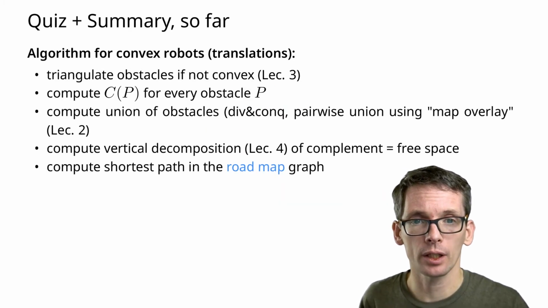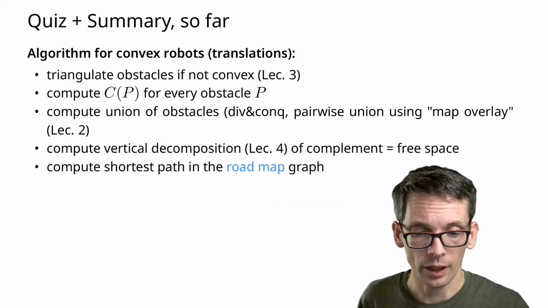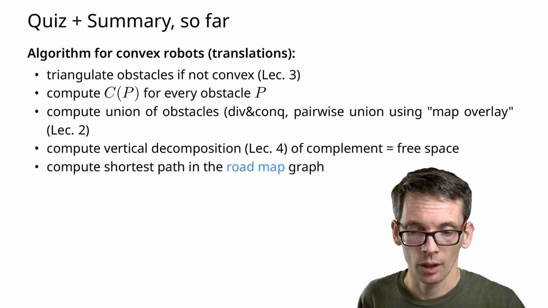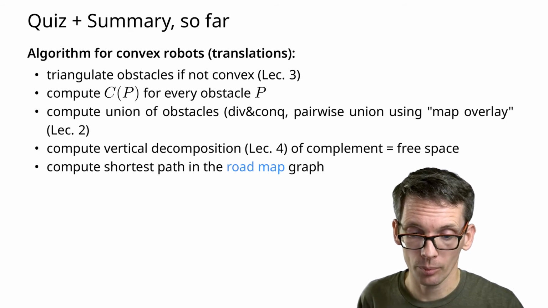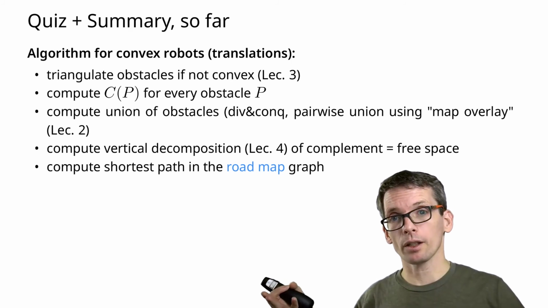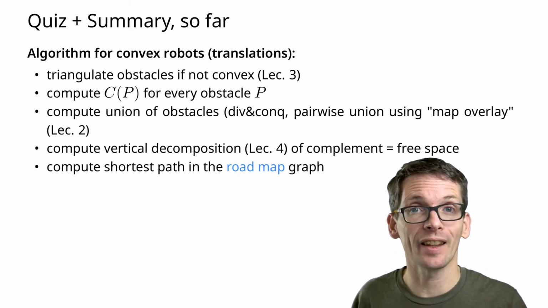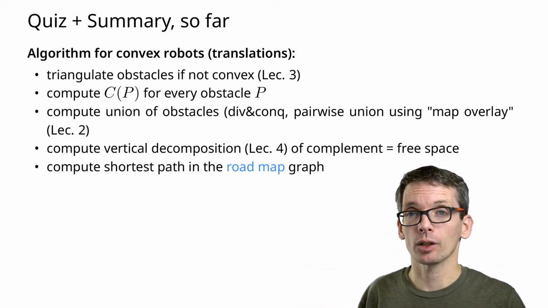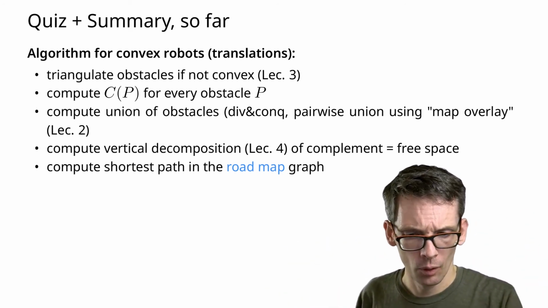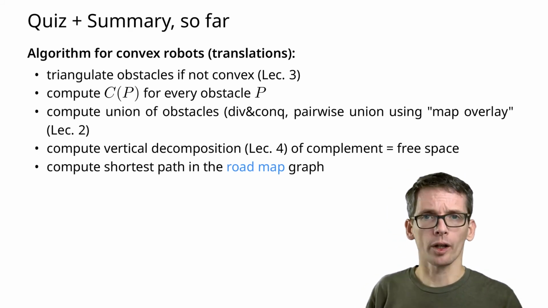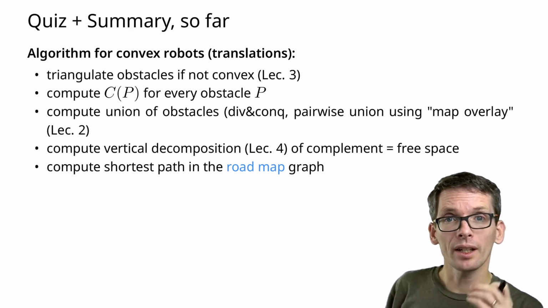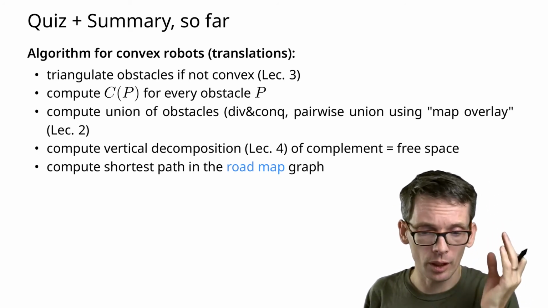What have we seen so far? We've seen that if we have convex robots and translations, we can now handle the problem in the following way. The obstacles might not be convex, so we triangulate the obstacles, because then we have convex obstacles by simply taking the triangles as obstacles. We know how to do that. For each such obstacle, we then compute the forbidden space. Now we need to take the union, and that's the tricky part.